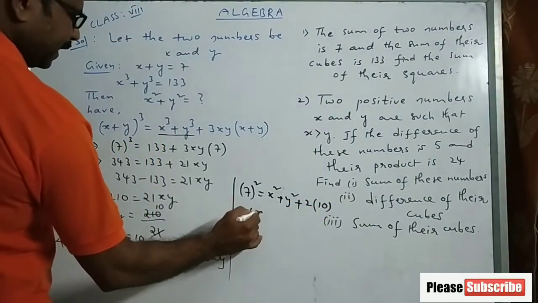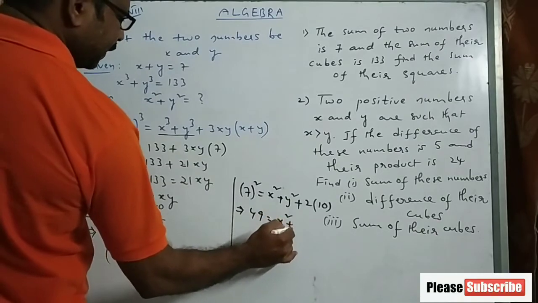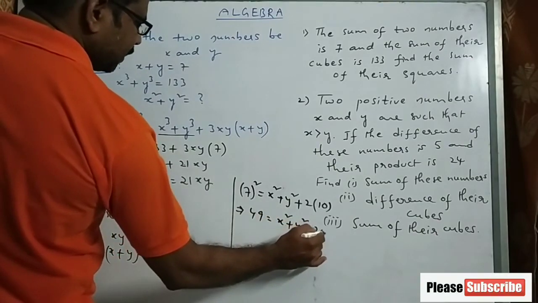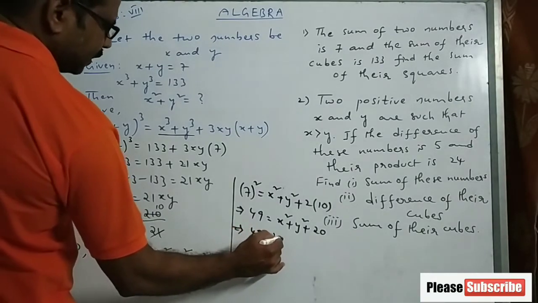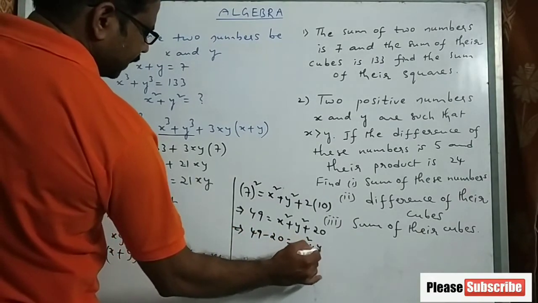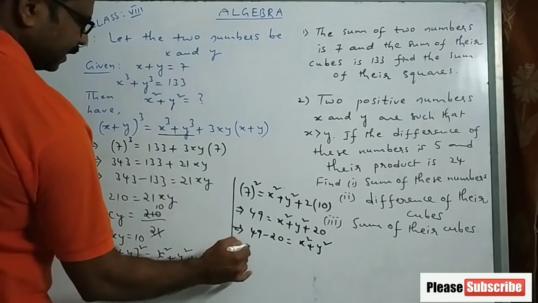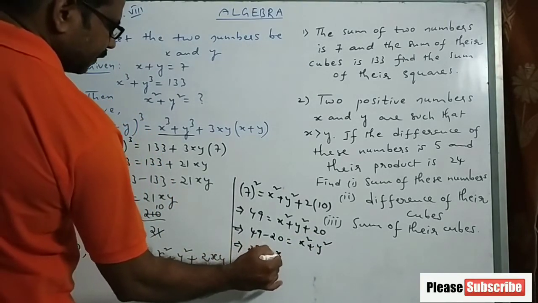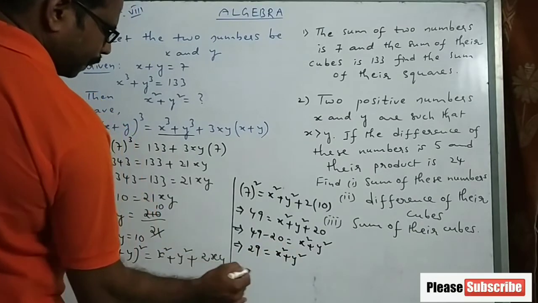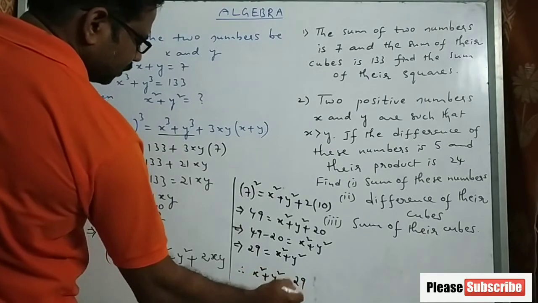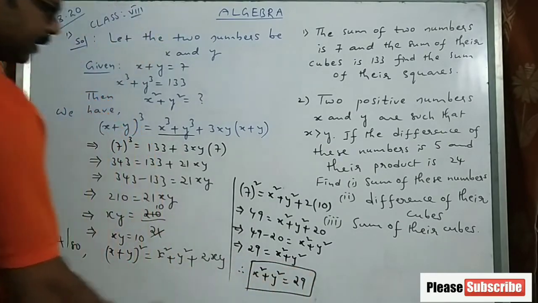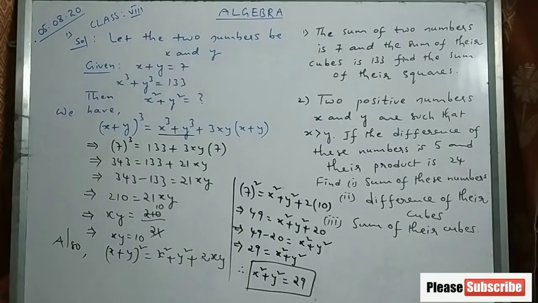So this is 49 equals x square plus y square plus 2 tens are 20. You can bring this 20 to this side. So 49 minus 20 equals x square plus y square, that equals 29. Therefore the x square plus y square value is 29. So that is the end of the solution.